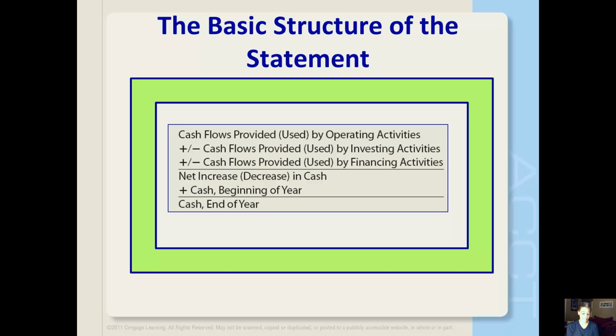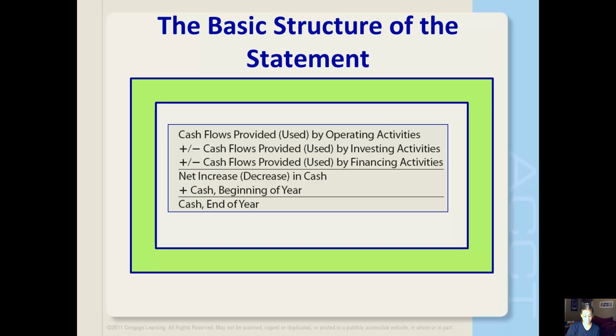So the 3 groupings of cash flows are presented in the basic structure of the statement that you see here. So first, we have cash flows provided or used by operating activities, and those are the cash inflows and outflows arising from the company's operations. These are sometimes called operating cash flows, and they would include things like cash inflows from sales or services and cash outflows for operating items such as inventory purchases, salaries, insurance, and supplies.